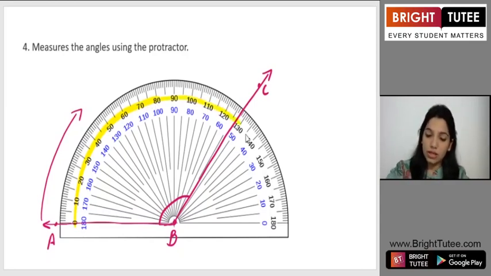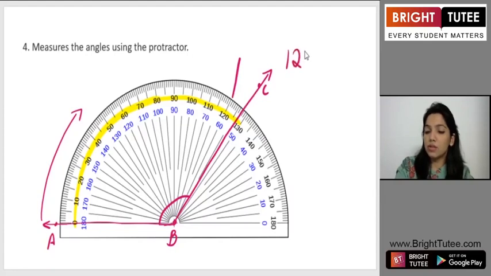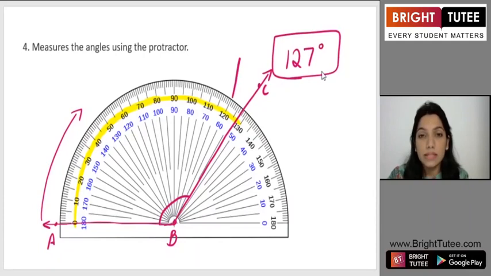So what do you see? Starting from here 0, 10, 20, till we reach 120, but the ray has stopped just before reaching 130. So till 120 we are good. After that we have to measure the small divisions. So this is 125, 126. The measure is 127 degrees. I hope this is clear.